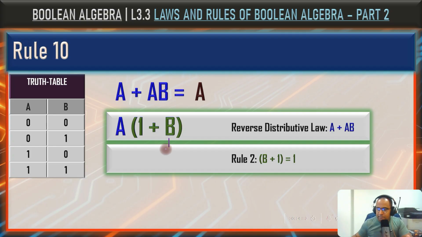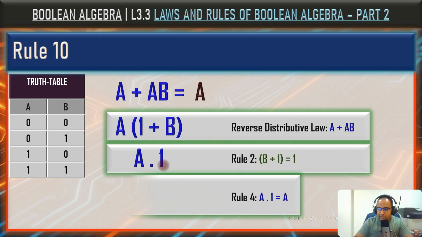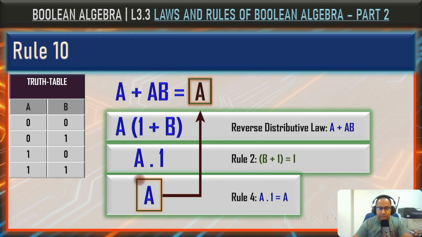For example, if B is 1, then 1 plus 1 equals 1. And if B is 0, 0 plus 1 equals 1, according to the pattern of Boolean addition. So by applying Rule 2 to this term, we arrive at this new expression. So what rule can we apply here? If a variable is multiplied by 1, it simply results in itself. This is exactly what Rule 4 states. So we can eliminate this 1 and simplify the expression, leaving just the variable A. And by applying only the laws and rules of Boolean algebra, we reach the equivalence defined by Rule 10 algebraically.